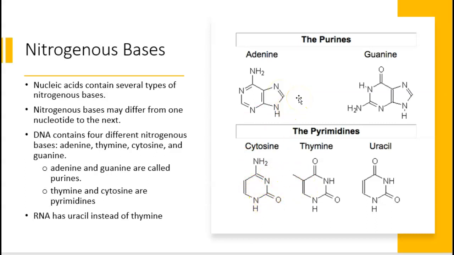And I'm pointing that out because that's my memory trick. The double rings are called purines. The single rings are called pyrimidines. And my memory trick is that the bigger molecules have the smaller name and the smaller molecules have the bigger name. But again, that's just a memory trick for me. It might not work for you.